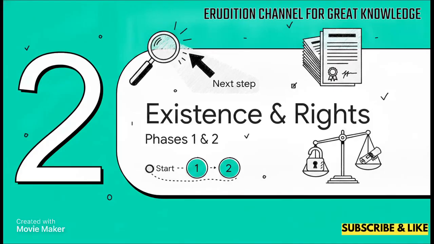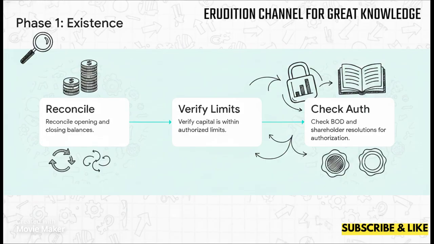Moving right along to Section 2, Proving Existence and Rights. Okay, so the very first audit procedure is what we call existence. The auditor has to prove the capital actually exists, and they do this by reconciling the opening and closing balances of share capital. They're looking for any new issues, capitalizations, buybacks of equity shares, or redemptions of preference shares. But actually, they don't just stop at the numbers. If there's a change, they must verify that the revised capital is strictly within the limit of the company's authorized capital. And most importantly, they check the minutes of the board of directors and shareholder meetings. Every single transaction affecting share capital has to be genuine and properly authorized by a formal resolution, no exceptions.